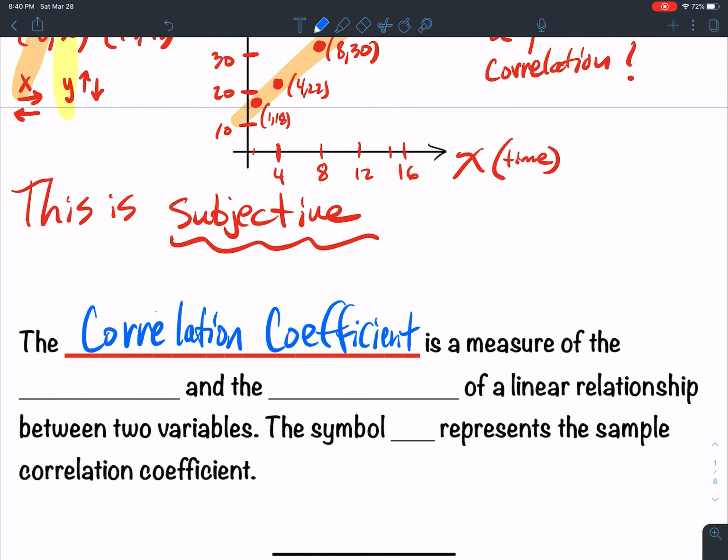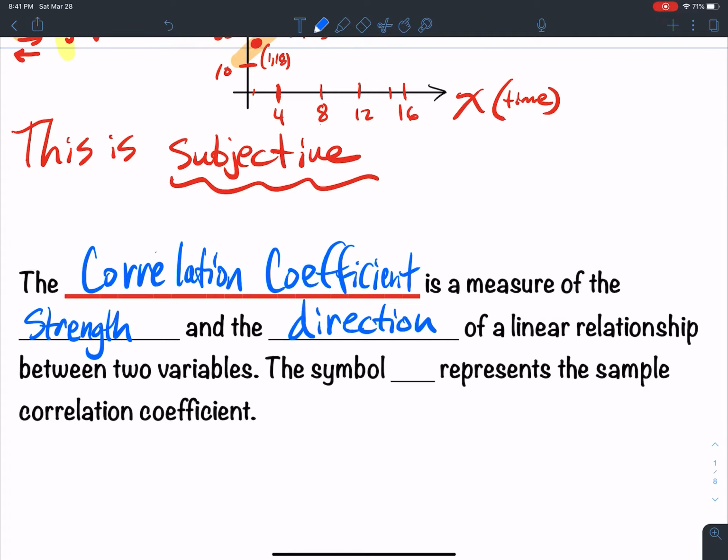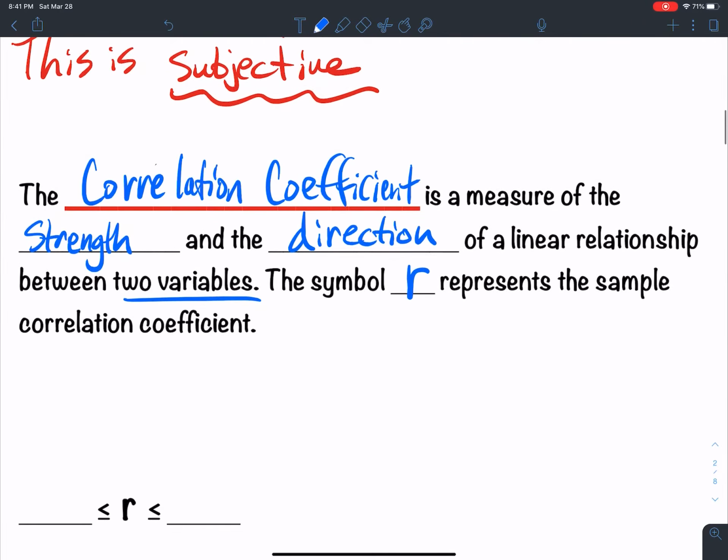is a measure of the strength, meaning the closer we are to 1 or negative 1, the stronger, and the direction: if it's a positive number, it's a positive correlation, if it's a negative number, a negative correlation, of the linear relationship between the two variables. The symbol R represents the sample correlation coefficient.